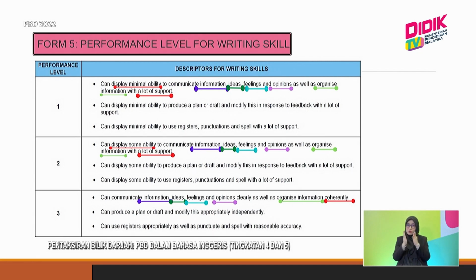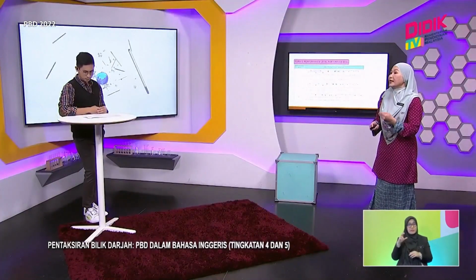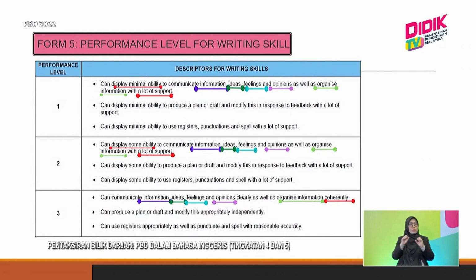organize, display some ability. The difference between 1 and 2 is display minimal ability with display some ability. Can you see how it progresses? Yeah. If you look at TP3, it progresses more. Communicate information, ideas, feelings. So there's no more some or minimal ability. Right. So if the pupil is able to come up with his or her own ideas, and they are able to do it almost on their own, appropriately, independently, if you look at the second bullet there, then you can safely say, okay, maybe TP3, needs some guidance, but I don't really need to spend a lot of time helping out this pupil.